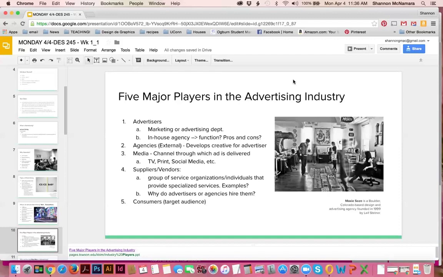Then you have your suppliers and your vendors, and those are groups of service organizations and individuals that provide specialized services. Now, does anybody have an example of a supply vendor that they can think of that might offer a service to organizations or individuals that is specialized? What are some suppliers or vendors? I'll give you guys a minute to see if you come up with anything while I take a quick sip of my coffee that's sitting here.